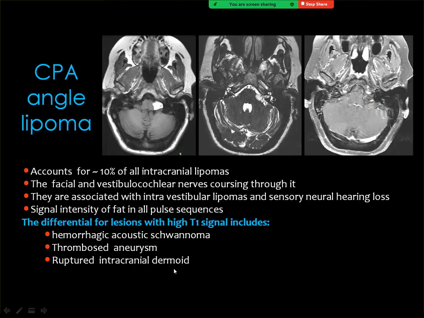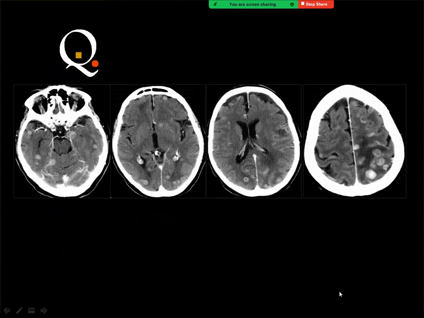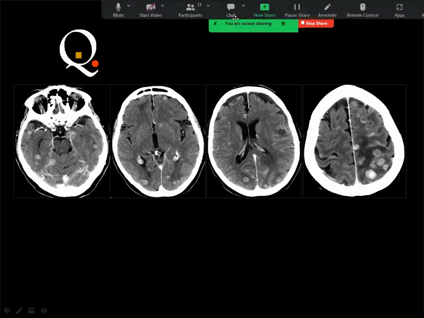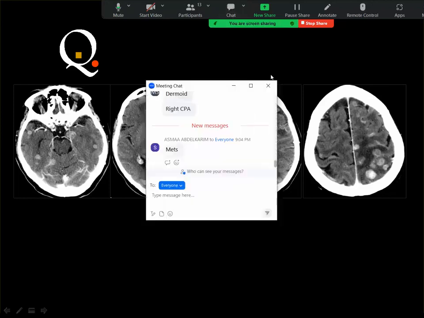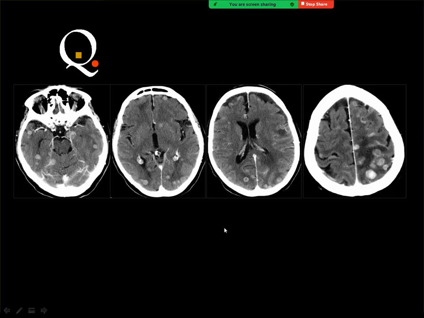Ruptured intracranial dermoid cyst, you get fat signal in the subarachnoid spaces. And this is one of the criteria: the dermoid tends to cause leak into the CSF spaces. Of course, if you look at this case with multiple lesions in the cerebellum and in the cerebral hemispheres, then the diagnosis is easy, and this should make you consider the possibility of metastasis.